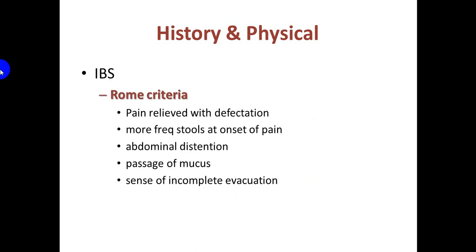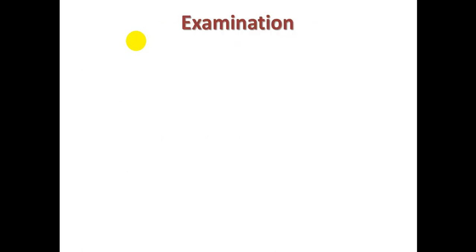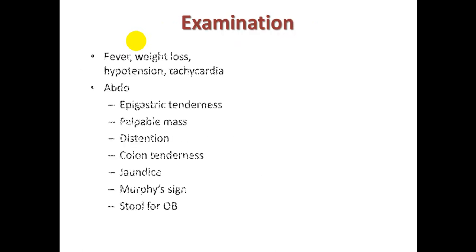What about IBS, which is irritable bowel syndrome? Rome criteria: pain relief with defecation when you pass stool, more frequent stool at onset of pain, abdominal distension, passage of mucus, and a sense of incomplete evacuation. After passing stool, the patient feels he has incompletely evacuated his rectum. So these are the Rome criteria for IBS, irritable bowel syndrome.